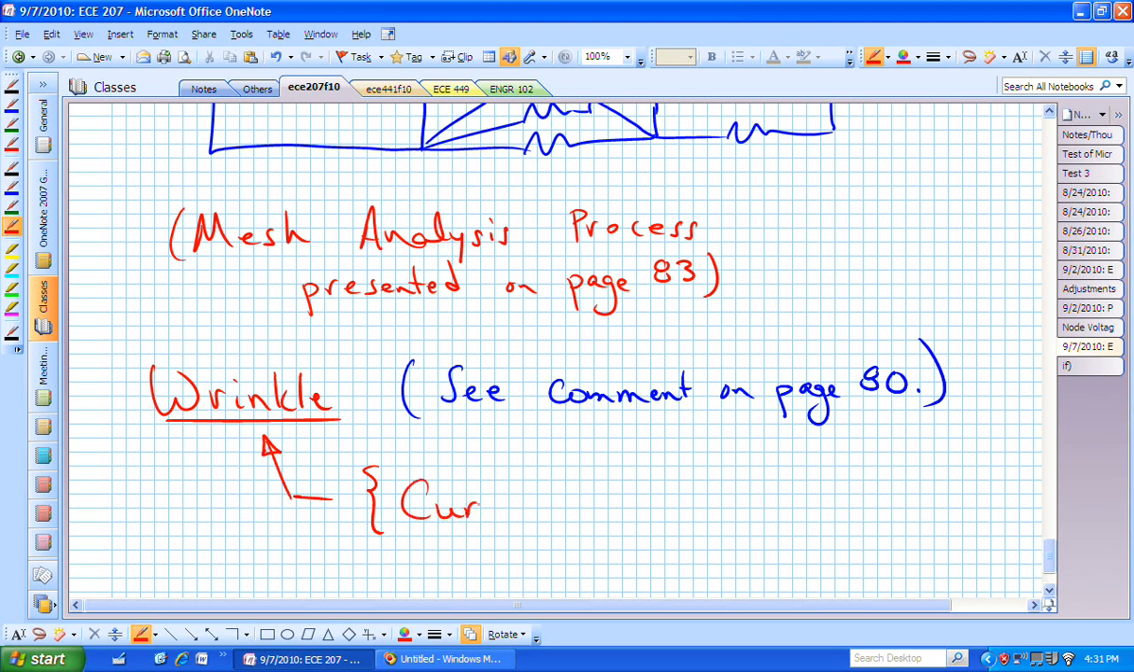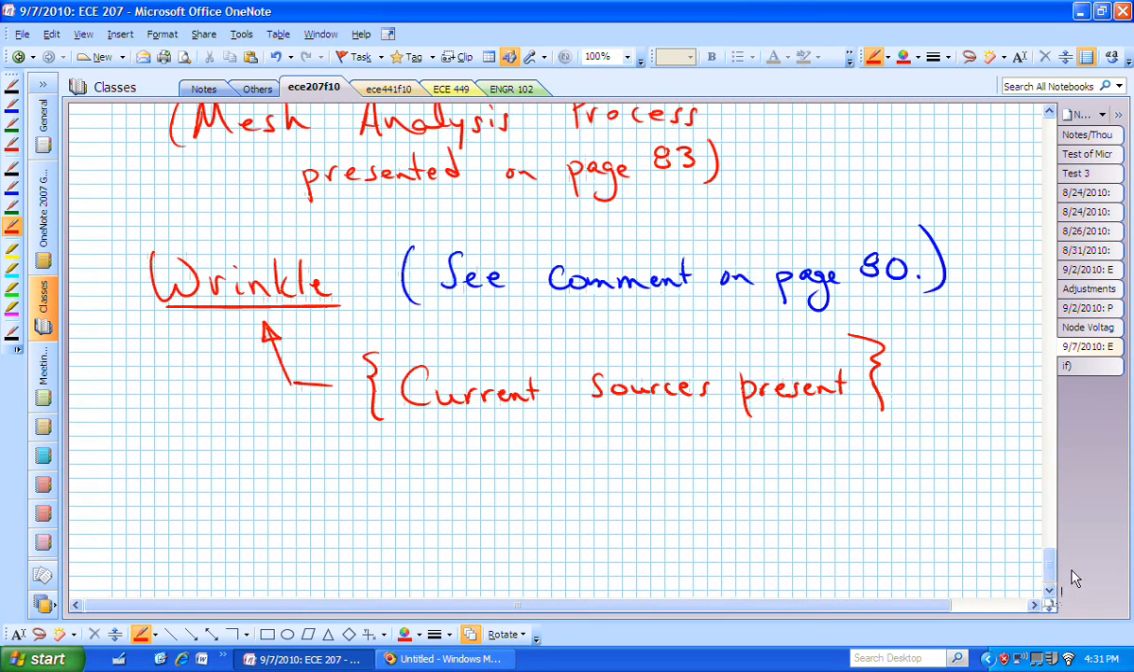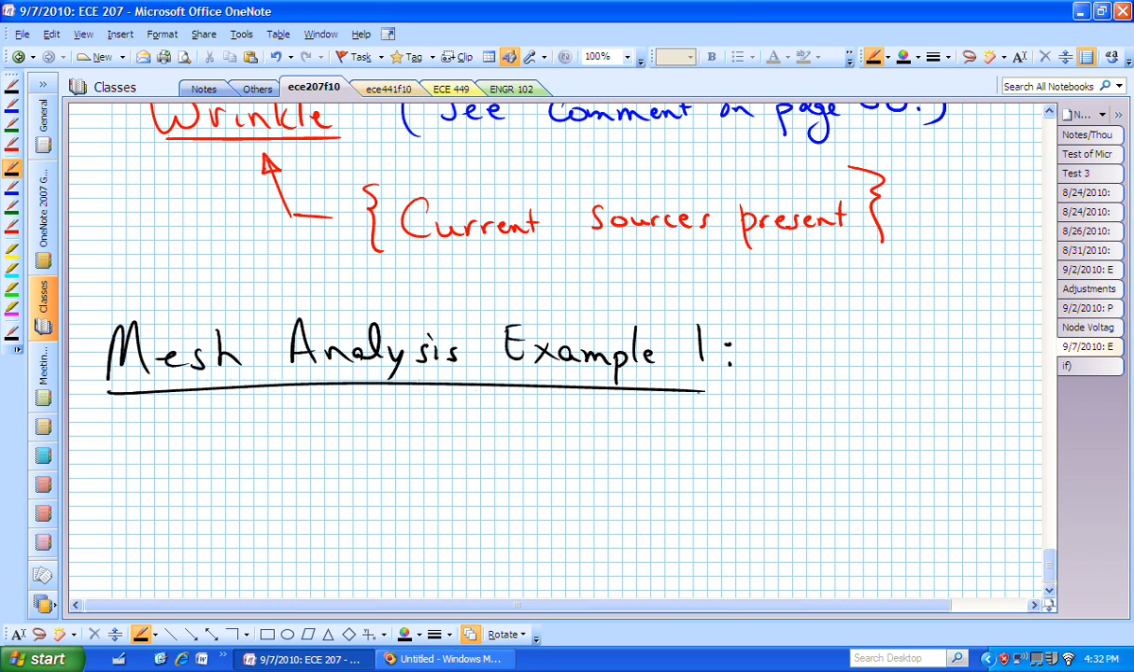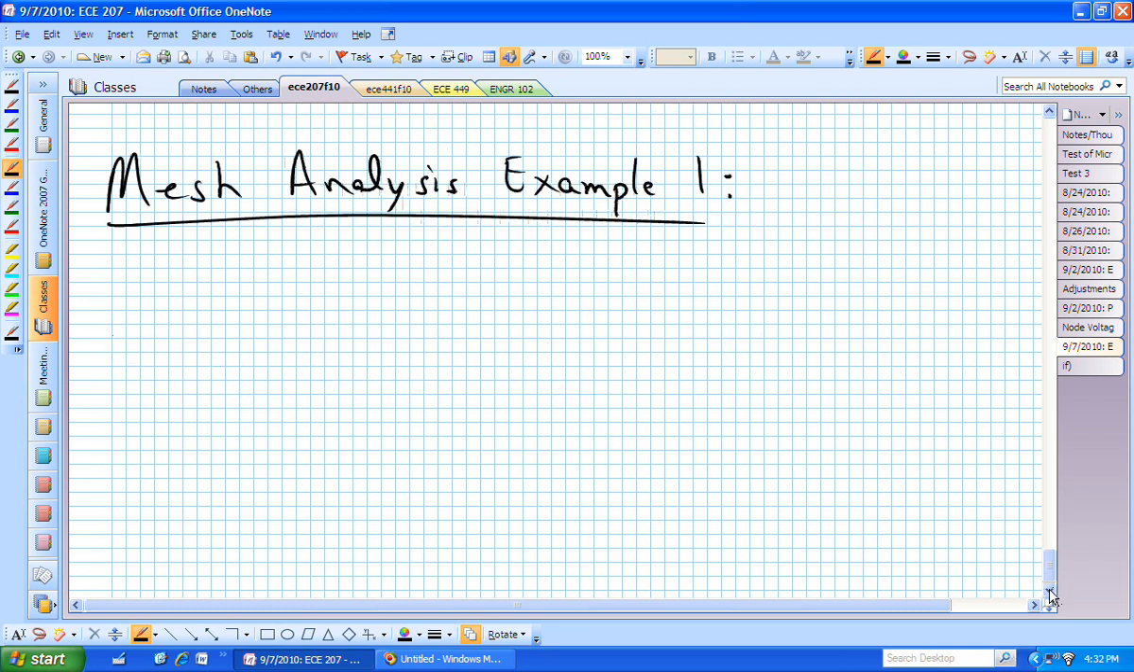Current. If we have current sources present in the wrong spot, that could present a problem. Let's just work an example. If we have a current source in the right place, it actually might make our job easier. But we'll learn that as we go.